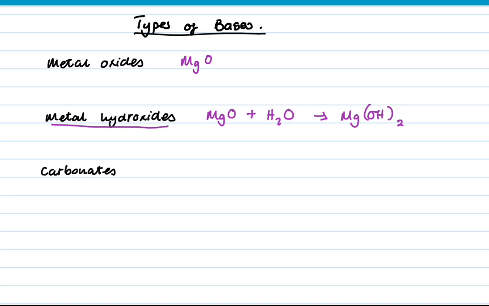Take note especially on this one: number one, metal oxides, and number two, metal hydroxides. These are merely the same. If a metal oxide or a metal hydroxide reacts with an acid, the reaction would still be the same, and it will give us a salt and water. For example, if magnesium oxide reacts with hydrochloric acid, it would give you magnesium chloride, plus H2O, because it will be a neutralization reaction.